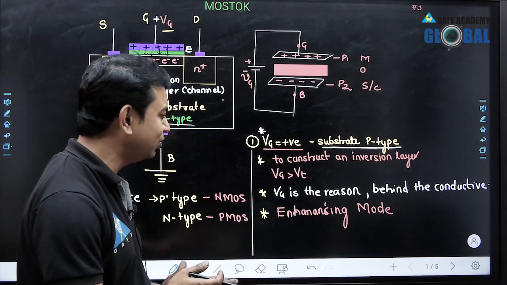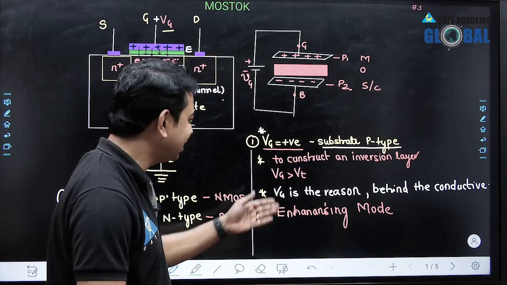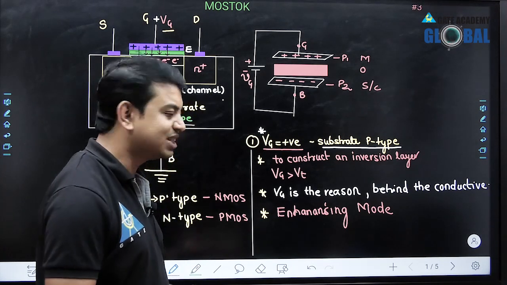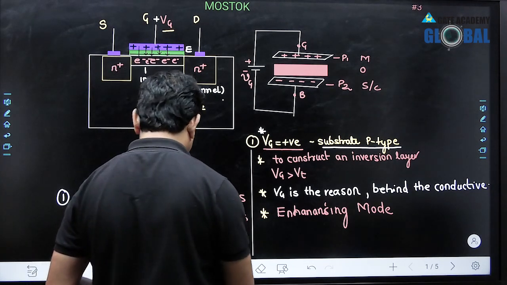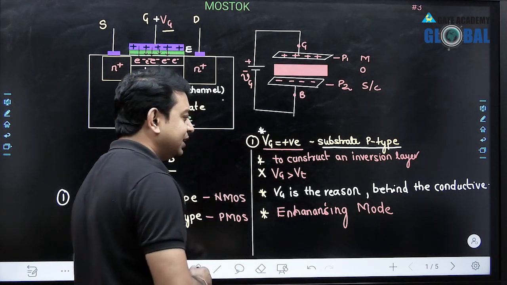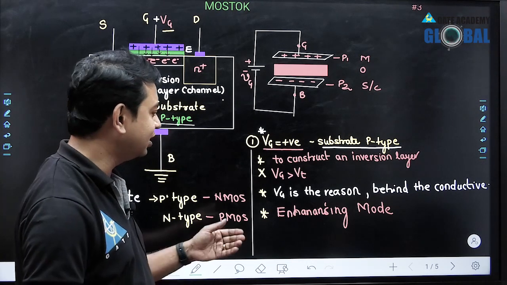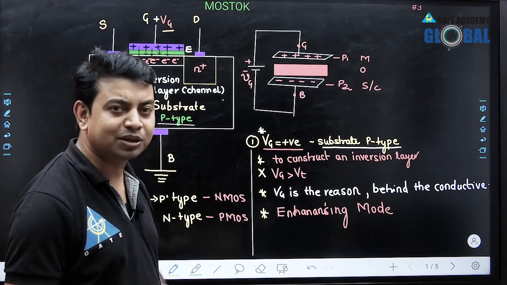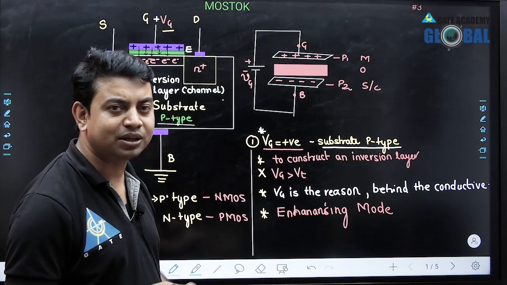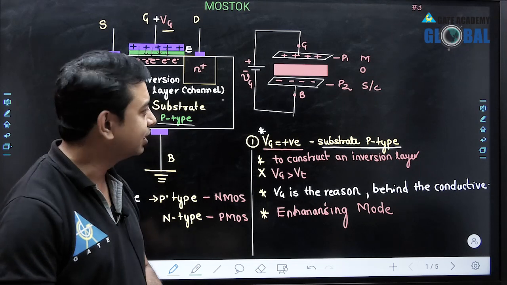So gate terminal voltage is the reason behind the inversion layer, and we must apply a gate terminal voltage above a certain value of voltage, and that voltage is known as threshold voltage. And when we apply threshold voltage, gate is the reason behind the conductive path, and it is the terminal at which if we apply the voltage, then we are working in enhancing mode of operation.